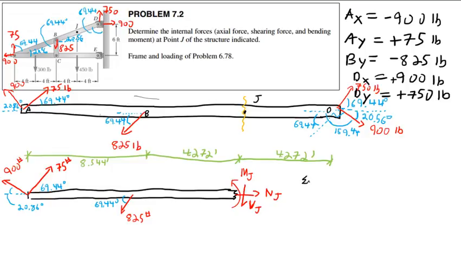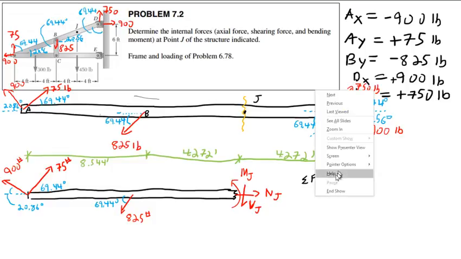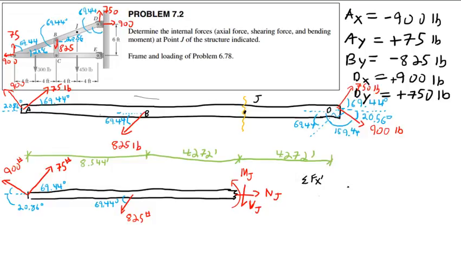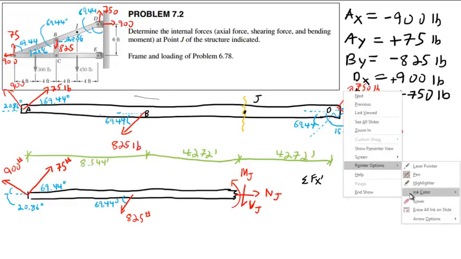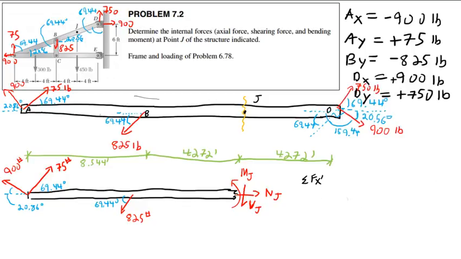Sum of forces in the x direction. Maybe I'll just say the x prime direction to make it extra clear that we're talking about a local rather than a global axis. Sum of forces in the x prime direction. And I'll go ahead and label this, the x prime axis and the y prime axis.